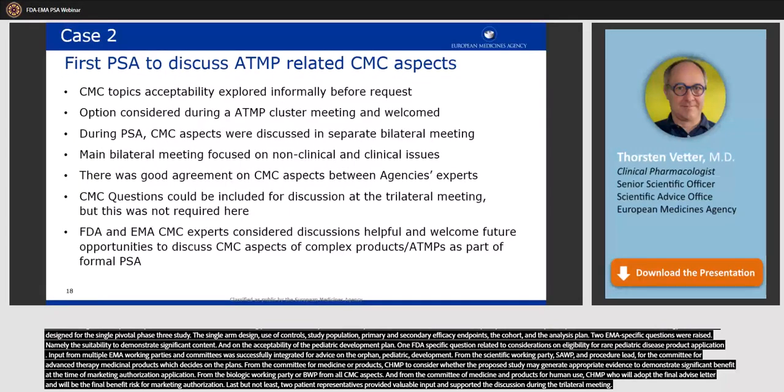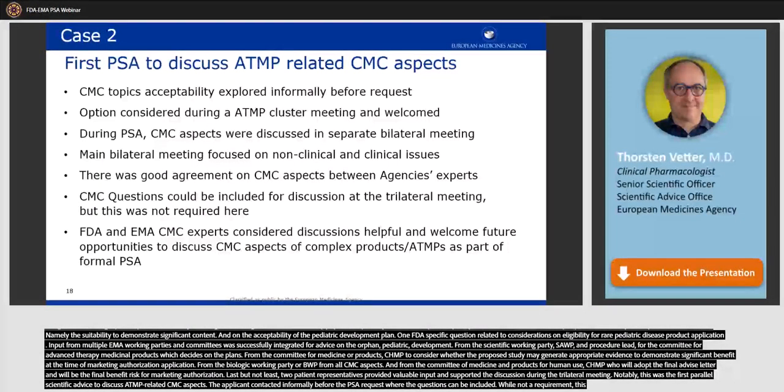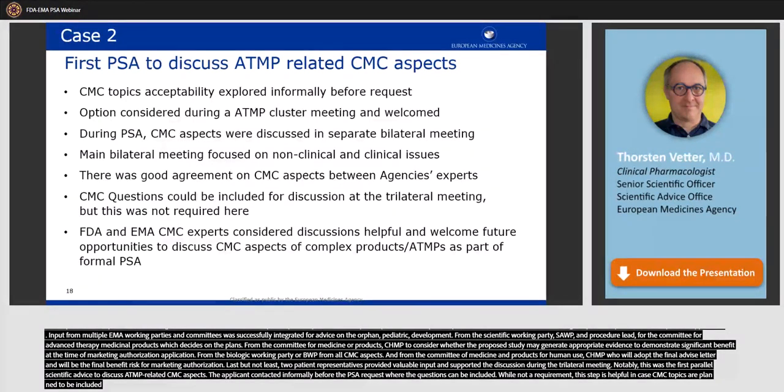Notably, this was the first parallel scientific advice to discuss ATMP-related CMC aspects. The applicant contacted EMA and FDA informally before the PSA request, to ask whether CMC questions could be included. While not a requirement, this step is helpful in case CMC topics are planned to be included. The option was considered during an ATMP cluster meeting and was welcomed by CMC experts from both agencies.